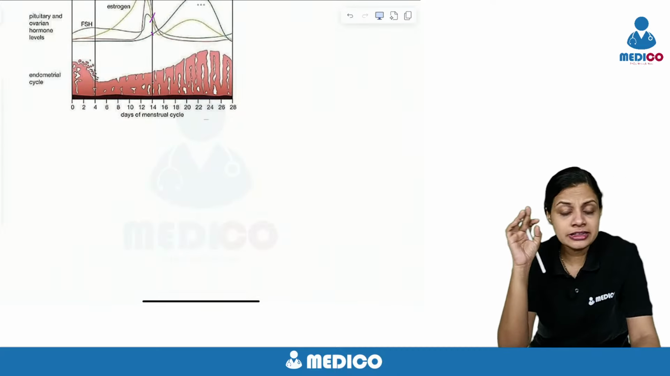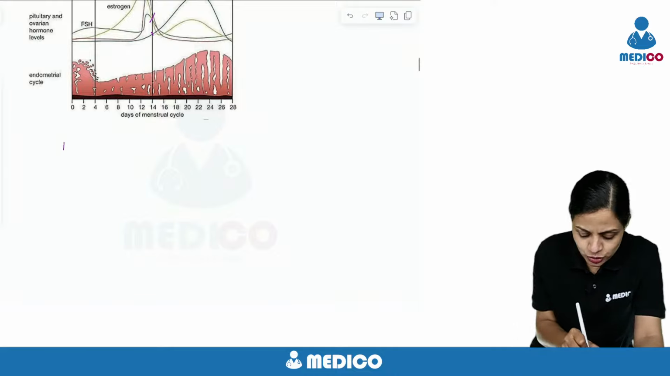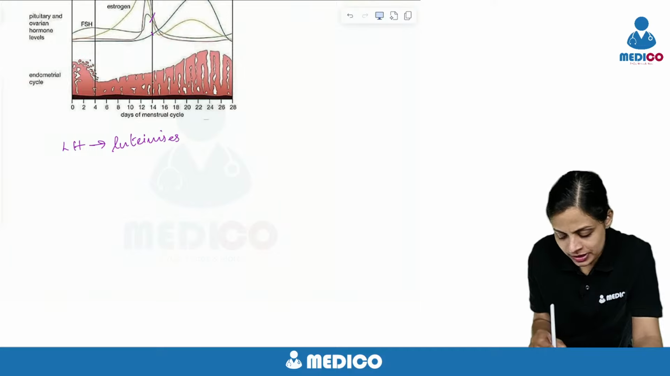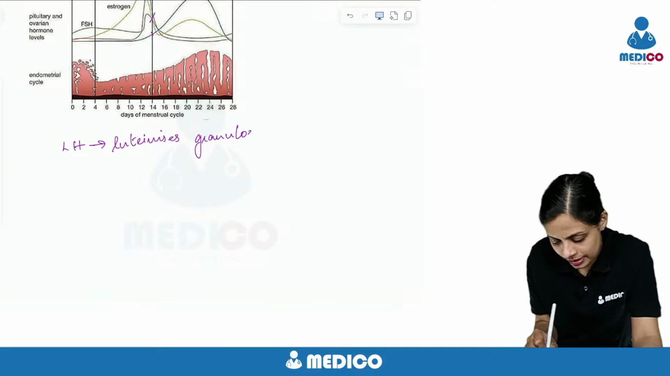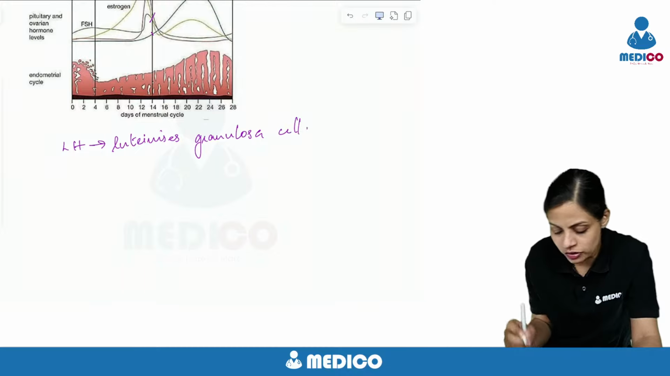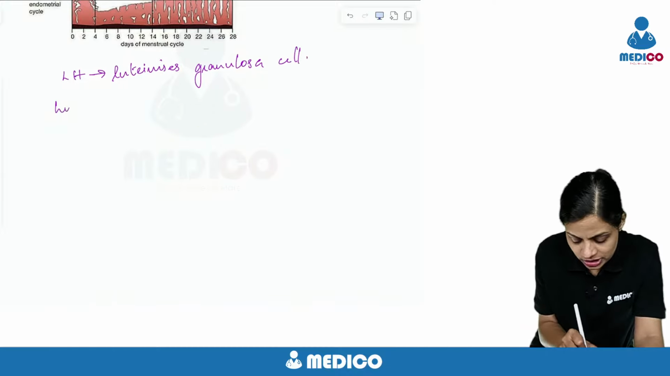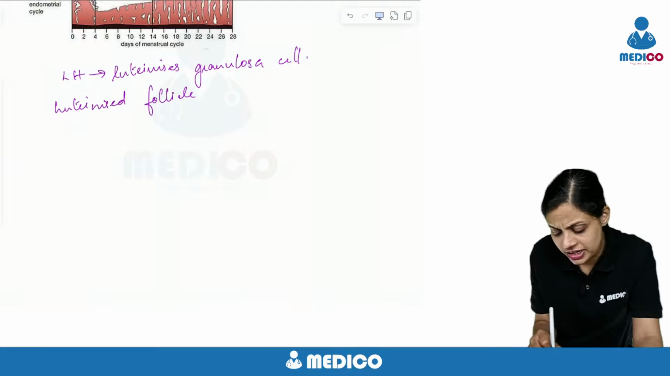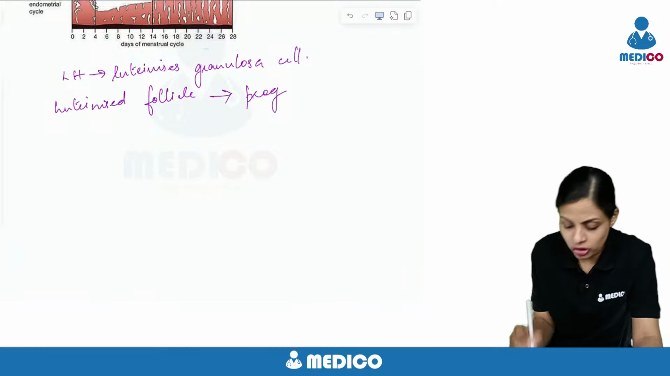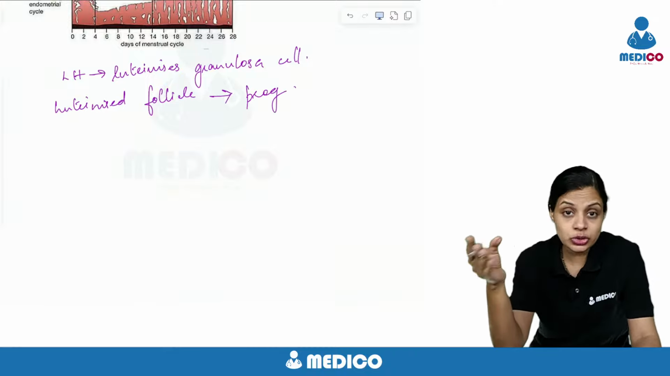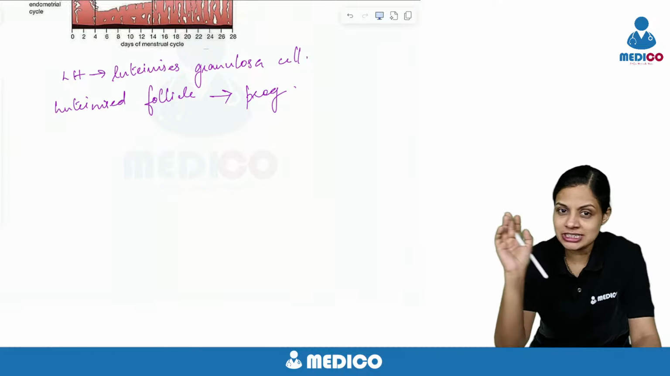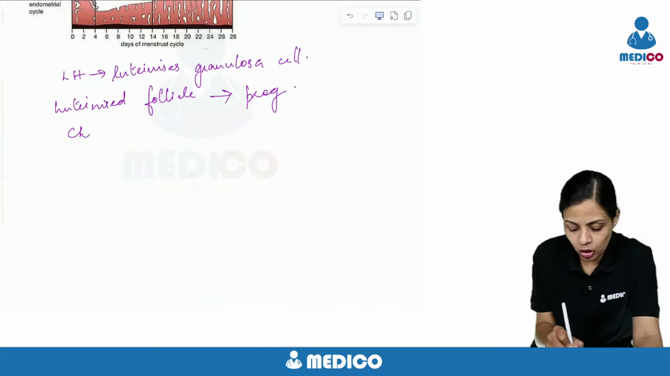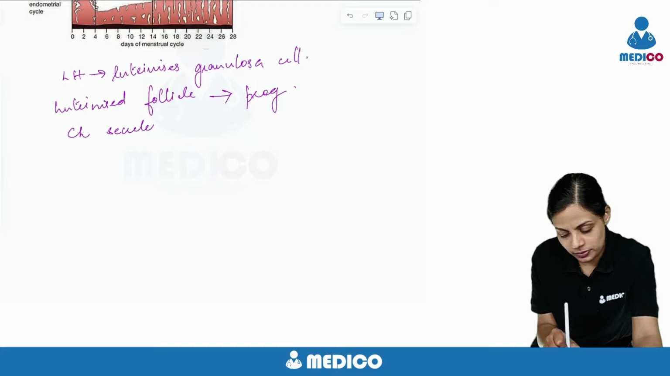Then what happens? What does the LH do? The LH will go and luteinize the granulosa cells, and the corpus luteum is formed. You've got a luteinized follicle. What does a luteinized follicle do? The luteinized follicle will secrete progesterone. Now, under LH surge, you know that meiosis 1 is completed. We discussed this yesterday in oogenesis. Once meiosis 1 is completed and the LH surge has occurred, the corpus luteum starts secreting progesterone.